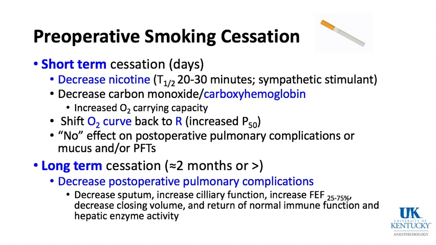Decreasing the amount of carbon monoxide: over just a couple days of stopping smoking, carboxyhemoglobin levels decrease, so your oxygen carrying capacity is going to go up. Carbon monoxide also shifts the oxyhemoglobin curve to the left, which means it's not going to deliver oxygen as well to the patient. If they stop smoking and have less carbon monoxide, it's going to shift back to the right, increasing the P50. Better delivery of oxygen to the tissues.